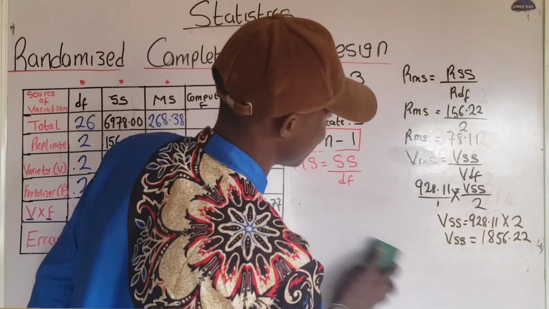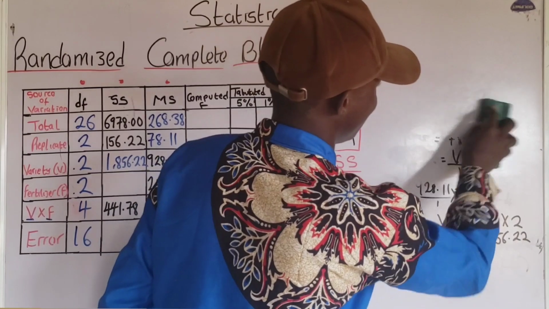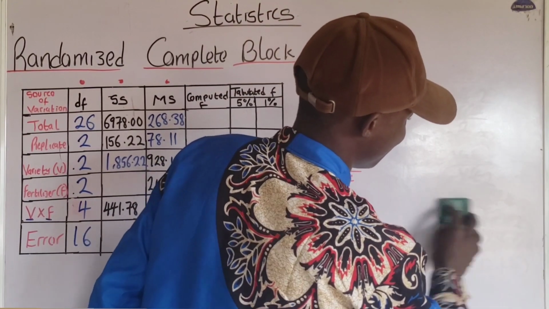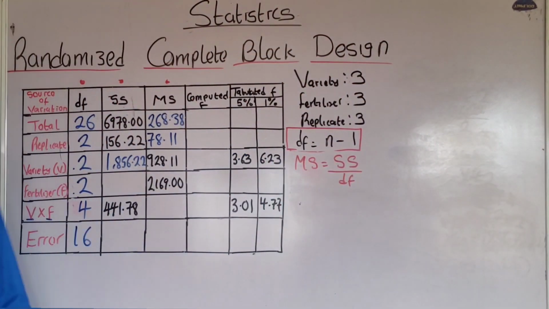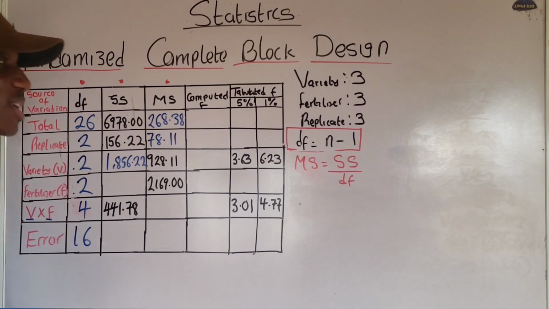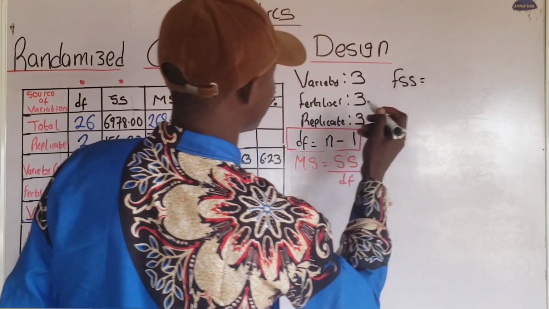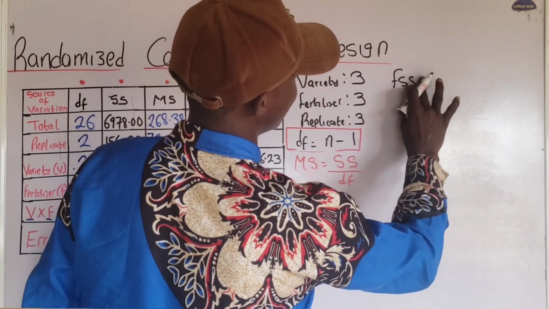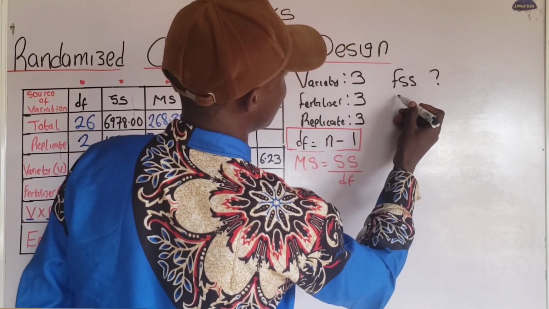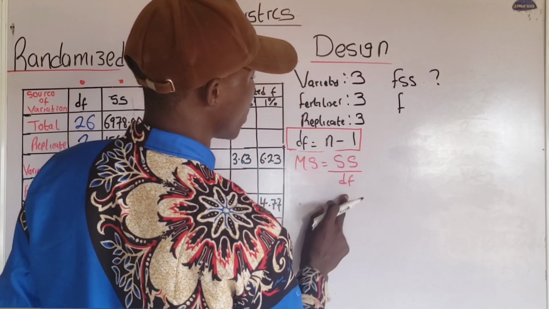Let me erase this. When you are done, you can play the video to check maybe you are correct. Now, to determine the fertilizer sum of squared, don't forget that the mean squared is what? Sum of squared all over degree of freedom.